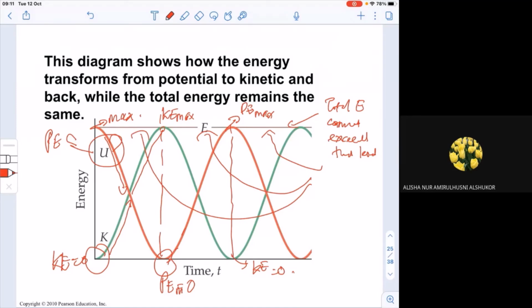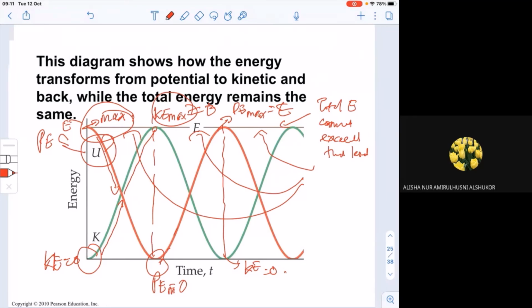That means the kinetic energy cannot get higher than that value. The potential energy maximum cannot get higher than that value. If it becomes maximum, that's just a matter of the value. That means here we can put that this one here is E. PE here is E. That means the total energy at that point is considered to be potential energy maximum. So that's how it works in terms of diagram.